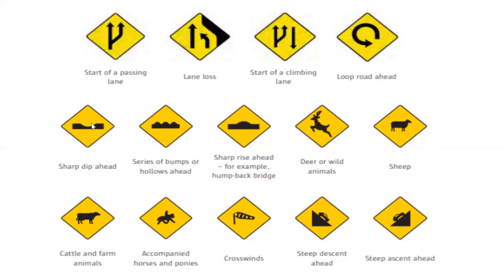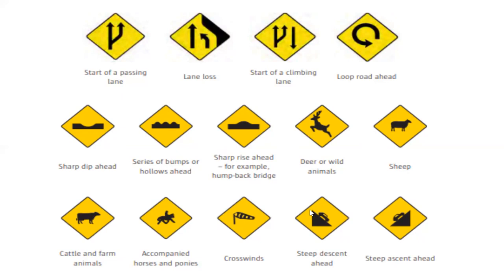This one here, sharp dip ahead. Series of bumps or hollows ahead. Sharp rise ahead, for example, humpback bridge. These ones are pretty straightforward. Deer or wild animals ahead, sheep or farm animals ahead, cattle and farm animals, accompanied horses and ponies. This is a sign for a wind sock, so crosswinds.